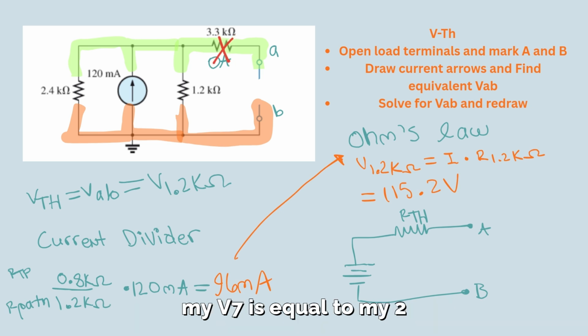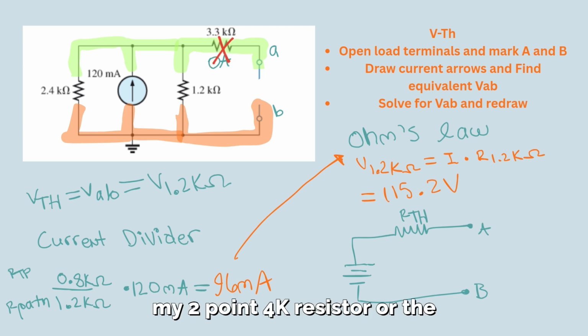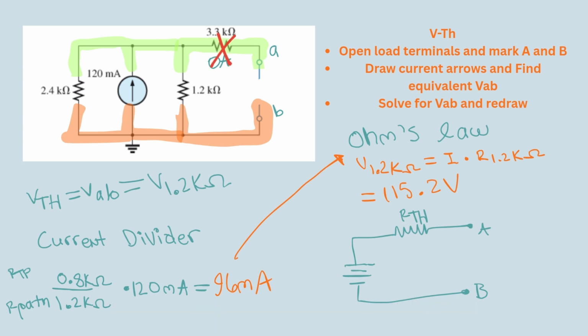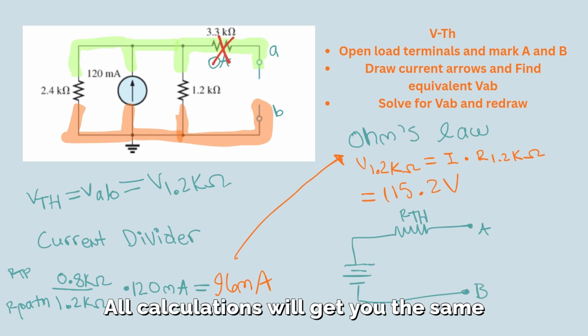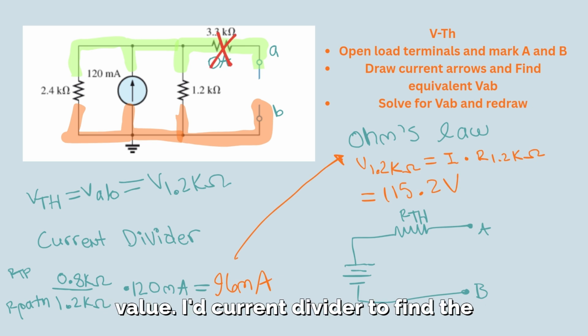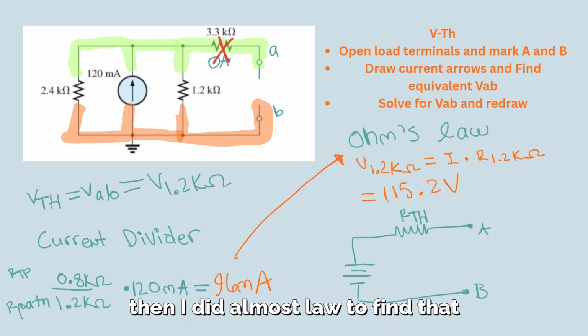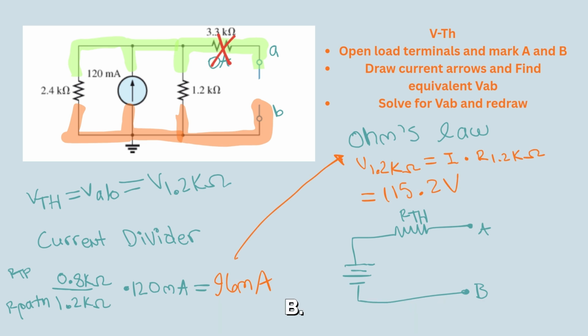So this means that my Thevenin voltage is equal to the voltage of my 1.2 kilo ohm resistor, or even the voltage of my 2.4 kilo ohm resistor, or the current source. I decided to solve for the voltage of the 1.2 kilo ohm resistor. All calculations will get you the same value. I did current divider to find the current going through this resistor, and then I did Ohm's law to find that I have 115.2 volts as my Thevenin voltage. That means A is 115 volts greater than B.